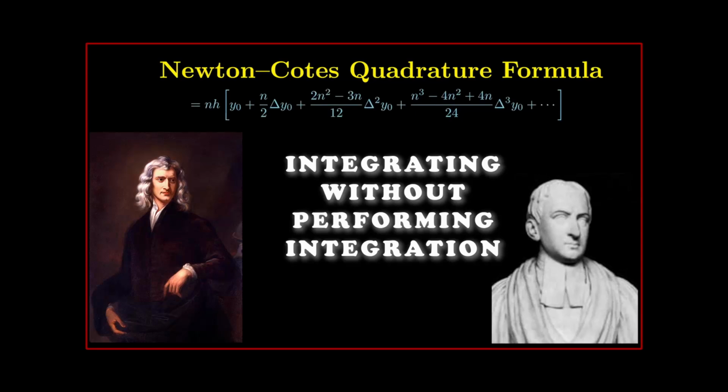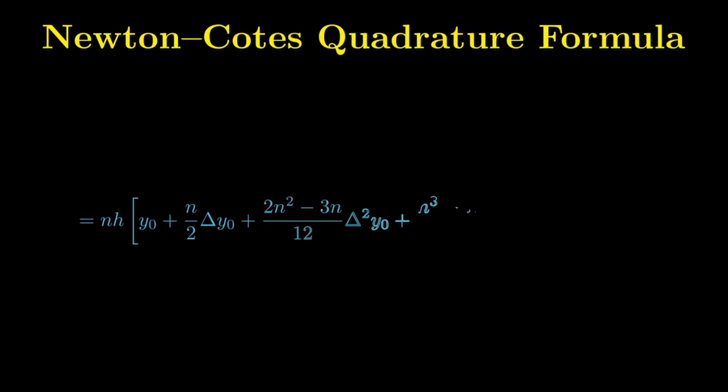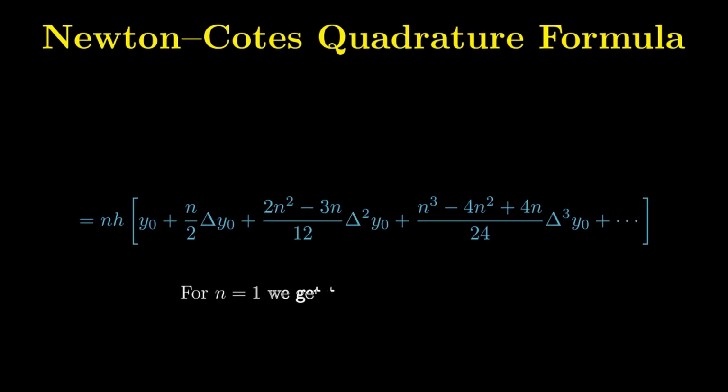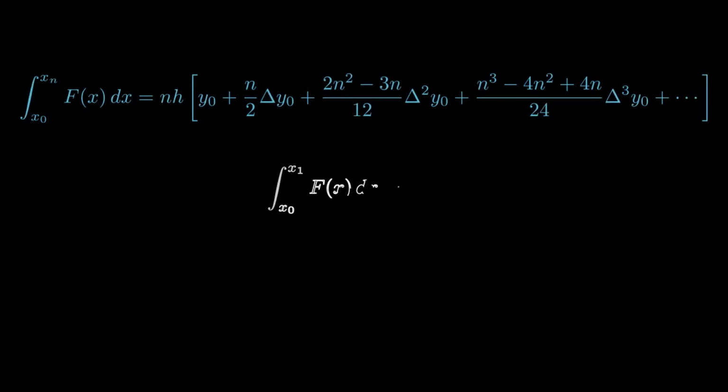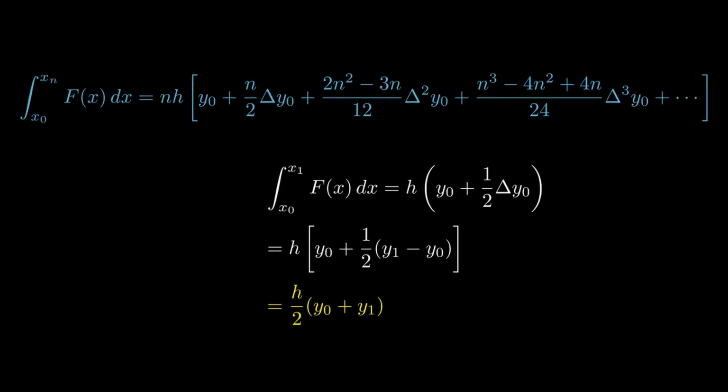In the previous video, we derived the Newton-Cotes quadrature formula. Using different values of n in this will give us different methods to compute the integration. We first put n equals 1 in this formula, so xn becomes x1. On further simplifying, we get the following result. This was the integration of the interval x0 to x1.